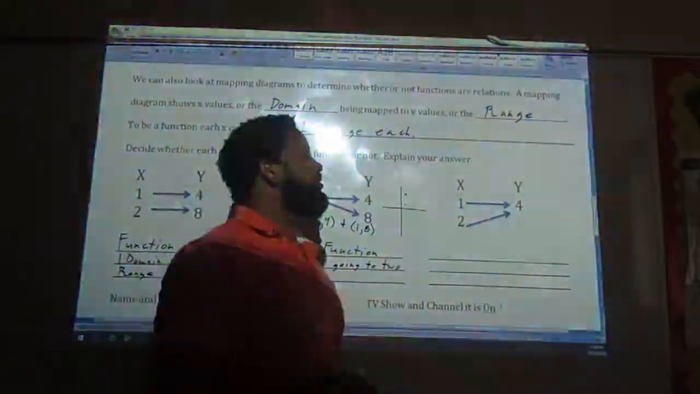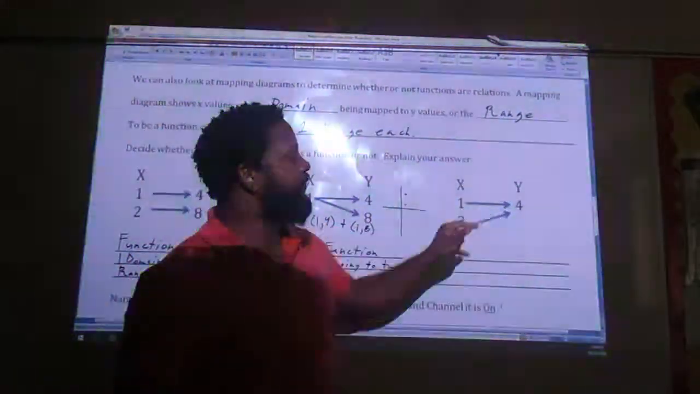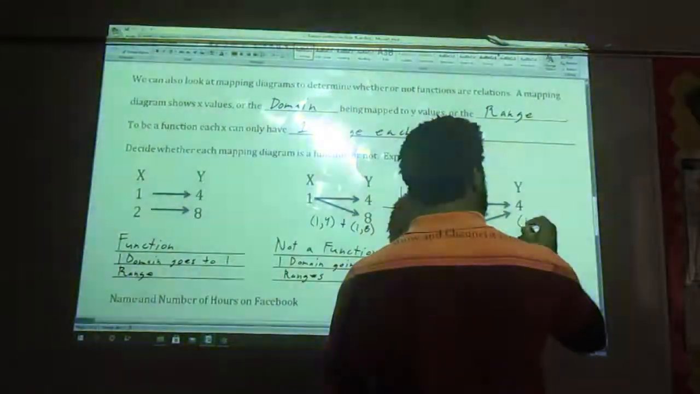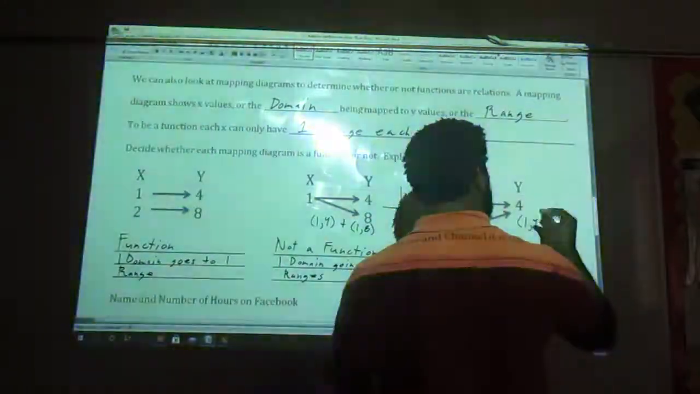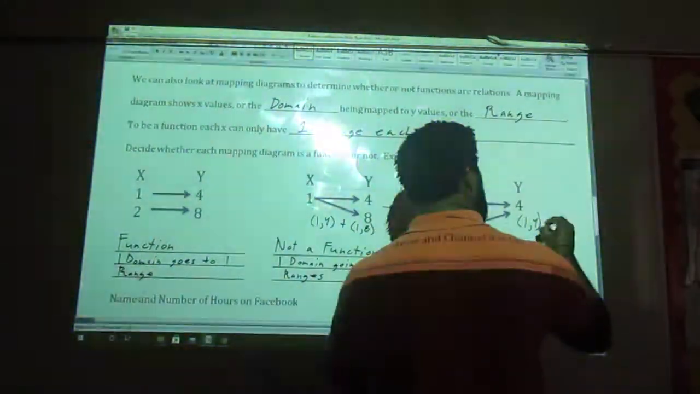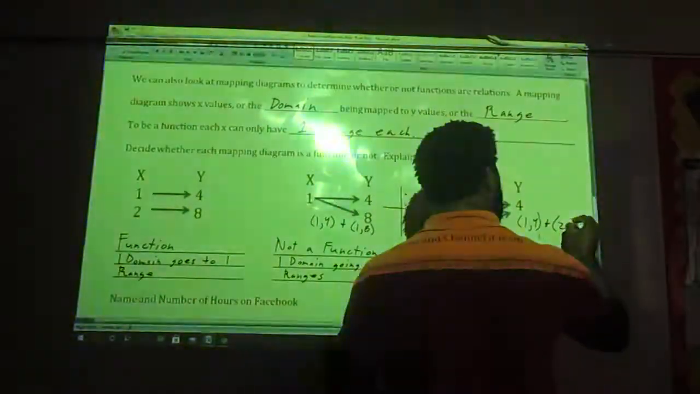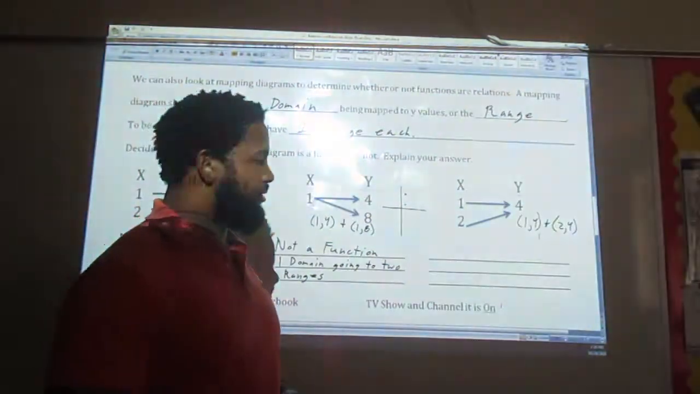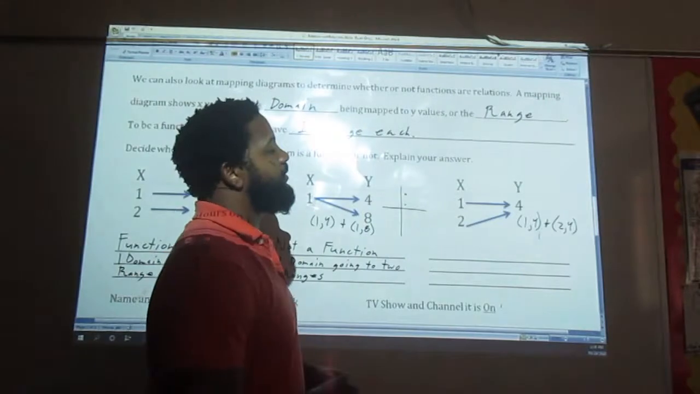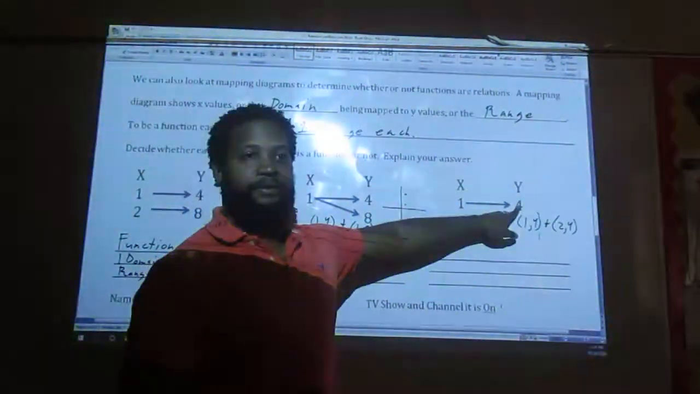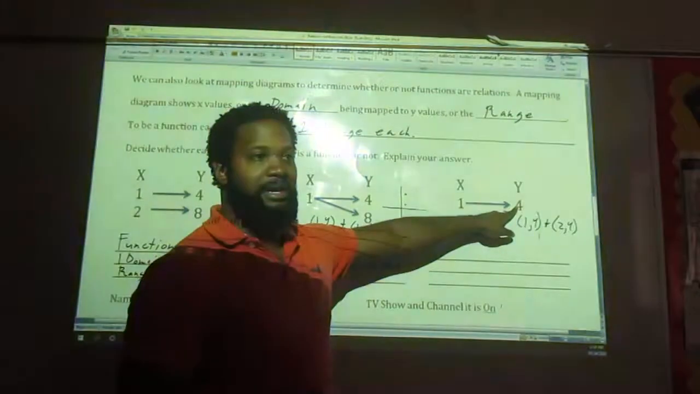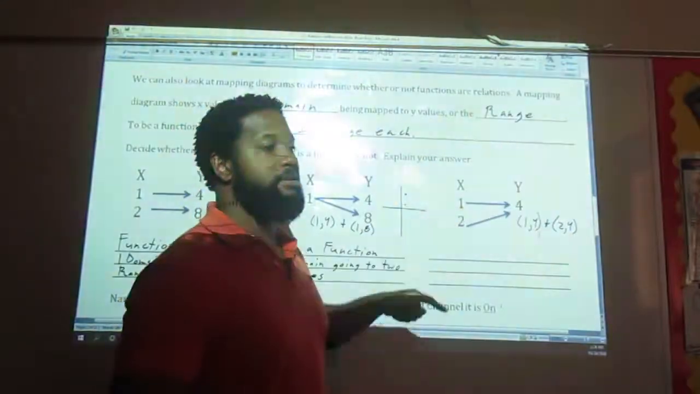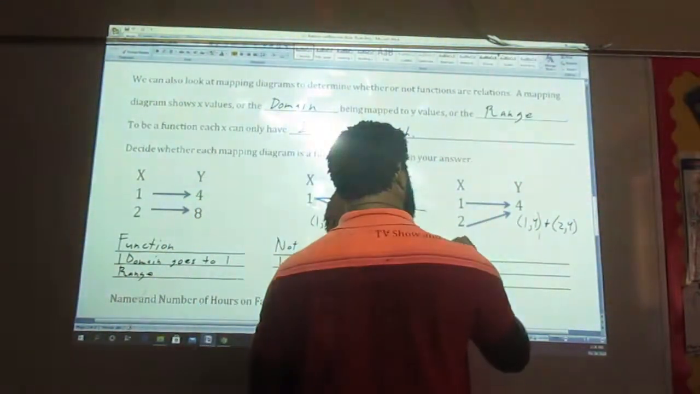But look at this. You have 1 and 4, and then 2 and 4. So therefore you have (1, 4) and (2, 4). Is this a function? Yes, it is. You can have as many ranges as you want, as long as they're split up between different domains, they work. This is a function.